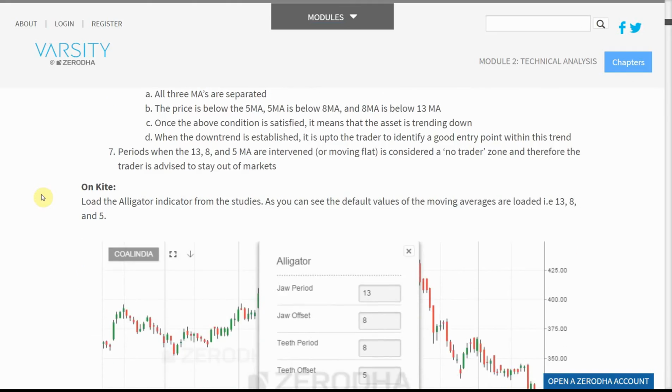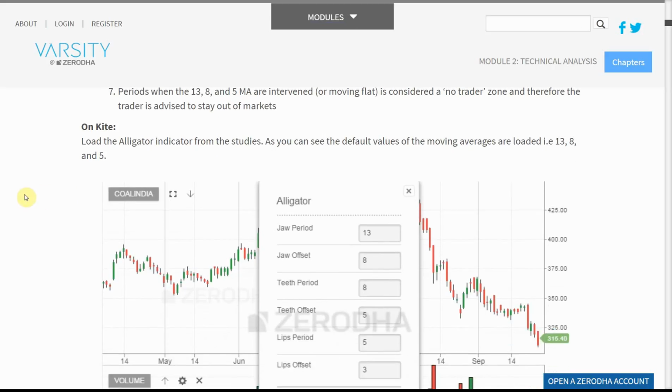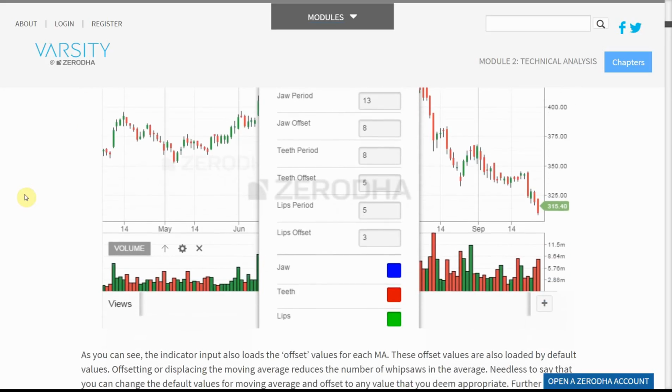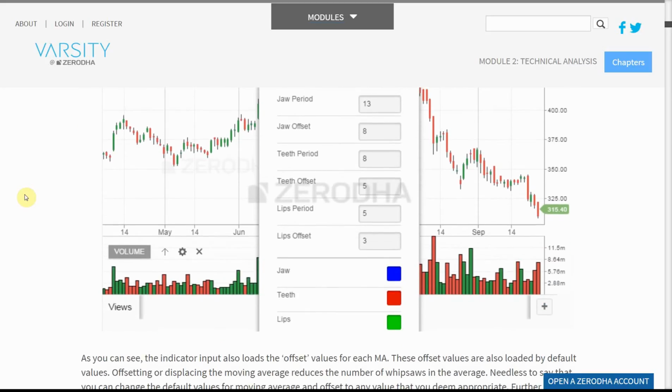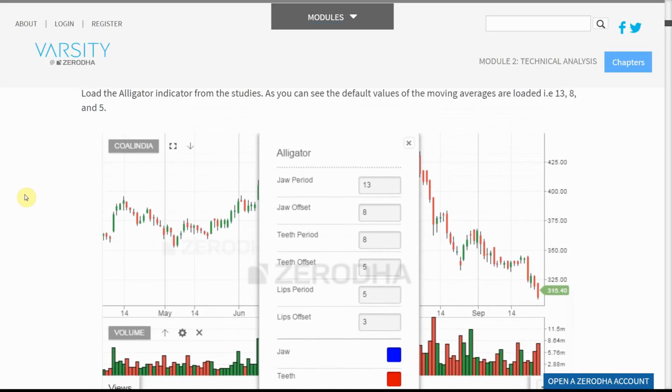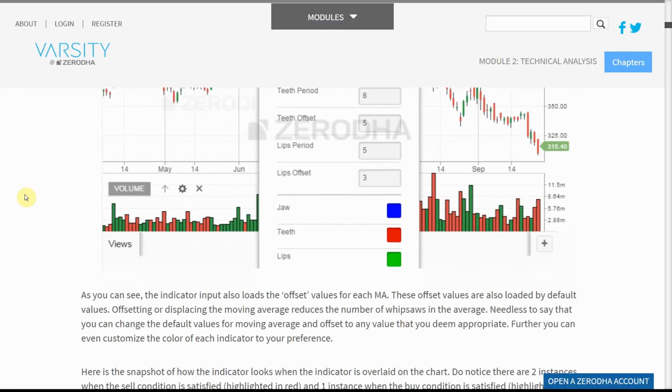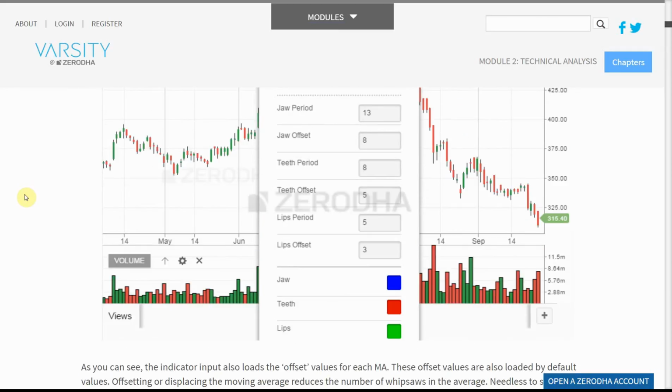On Kite, load the alligator indicator from the studies. As you can see, the default values of the moving averages are loaded, i.e. 13, 8, and 5. As you can see, the indicator input also loads the offset values for each MA. These offset values are also loaded by default.